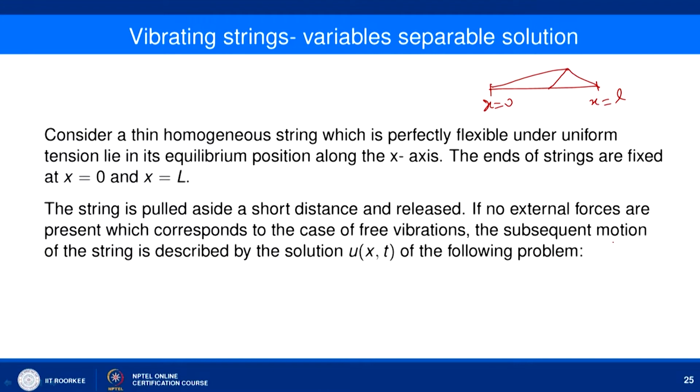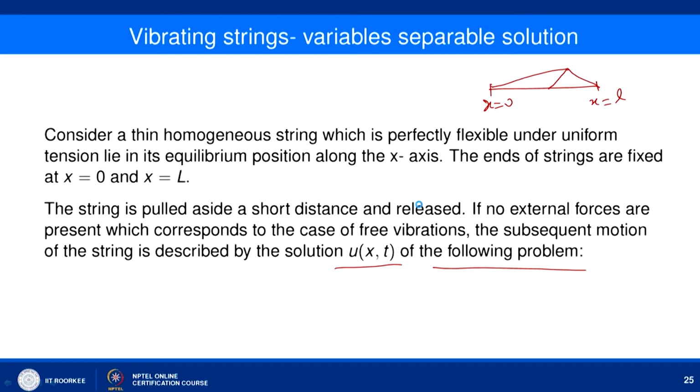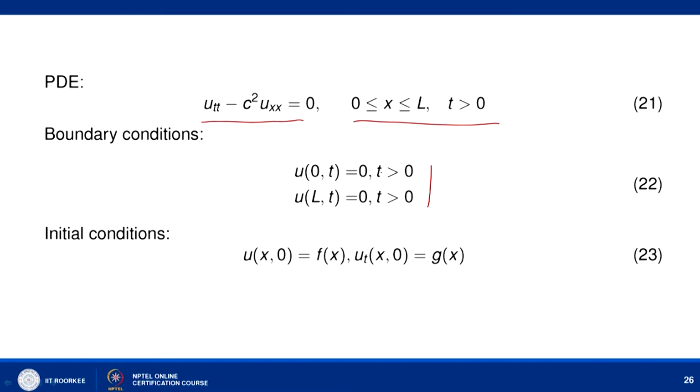Then we try to find the vibration of this string, and the subsequent motion of the string is described by the solution u(x,t) of the following problem. The PDE is u_tt minus c square u_xx equal to 0, x lying between 0 and L, t greater than 0, and the boundary conditions are what? We have taken the ends fixed, so at x equal to 0, u(0,t) is 0 and u(L,t) is also 0, because at the other end also it is fixed. The initial conditions are given as u(x,0) equal to f of x and u_t(x,0) equal to some g of x.